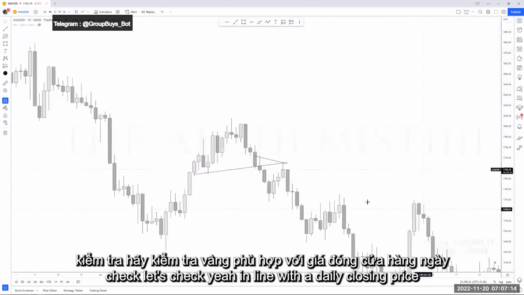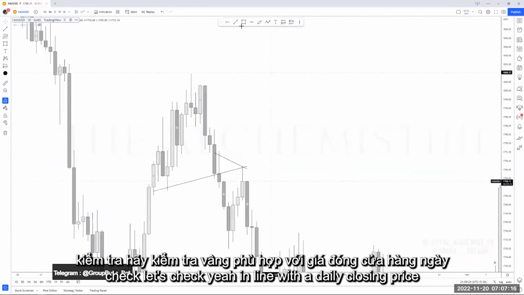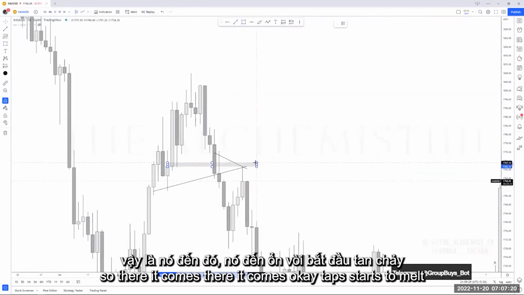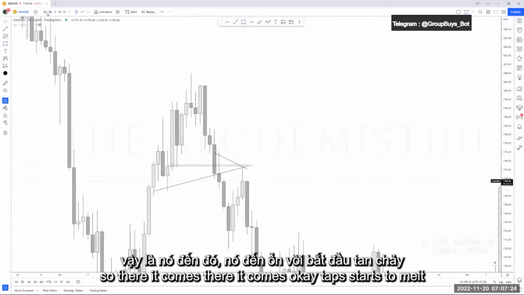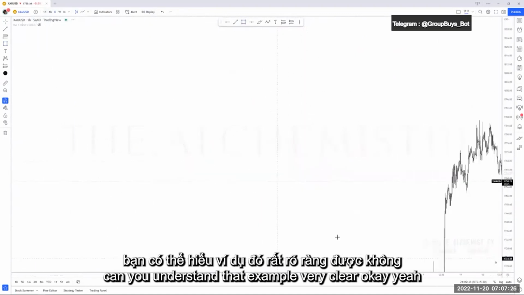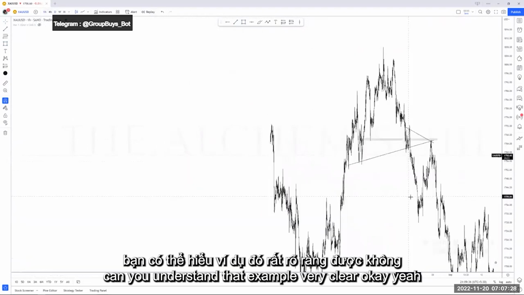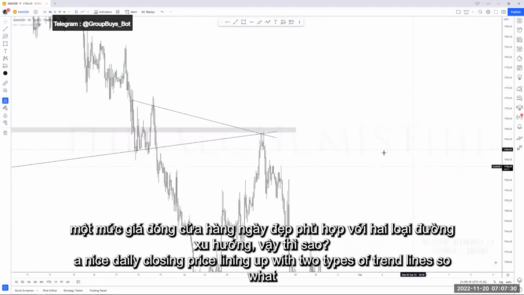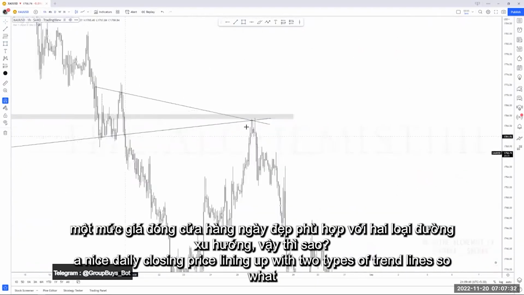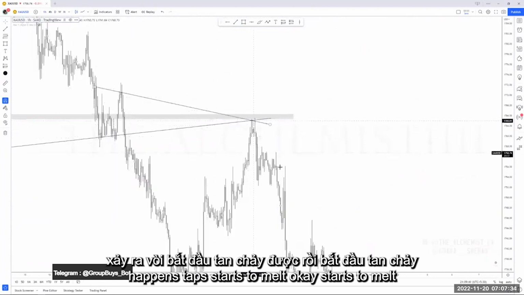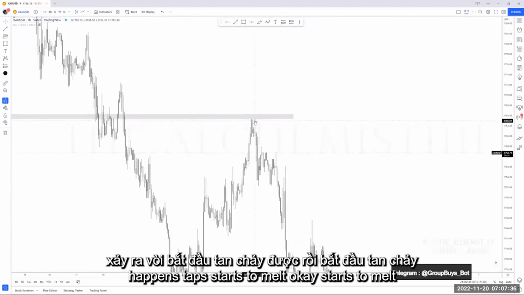Let's check. Yeah, in line with the daily closing price. So there it comes. Okay, taps, starts to melt. Can you understand that example? Very clear. Okay. A nice daily closing price lining up with two types of trend lines. So what happens? Taps, starts to melt. That was that day.